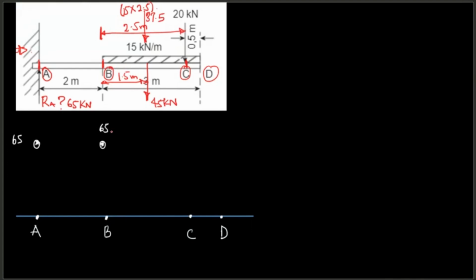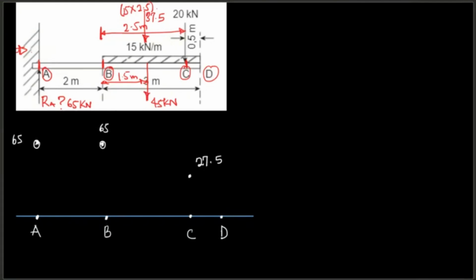So it's going to be 65. It's going to be 65 minus what? Because it's acting down, minus 37.5, which is acting down. It's going to give us what? 27.5. So 27.5 up until this point here. Let me put that up here.